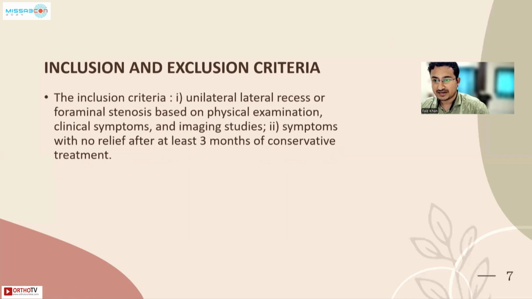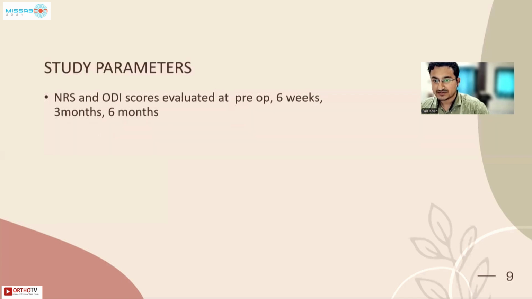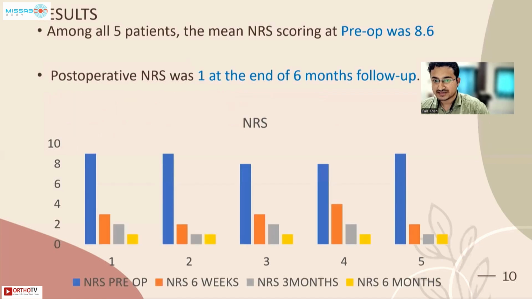Inclusion criteria: unilateral lateral recess or foraminal stenosis based on physical examination, clinical symptoms and imaging studies, and symptoms with no relief after at least 3 months of conservative treatment. Exclusion criteria: grade 1 or more spondylolisthesis, concomitant conditions affecting the lumbar spine, fractures, tuberculosis and tumors. NRS and ODI scores were evaluated at pre-op, 6 weeks, 3 months and 6 months.